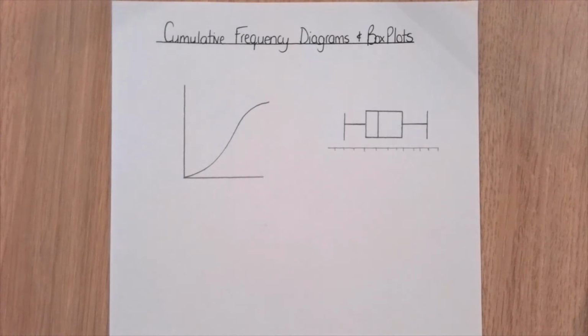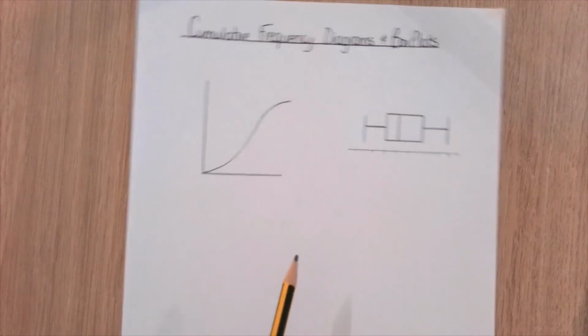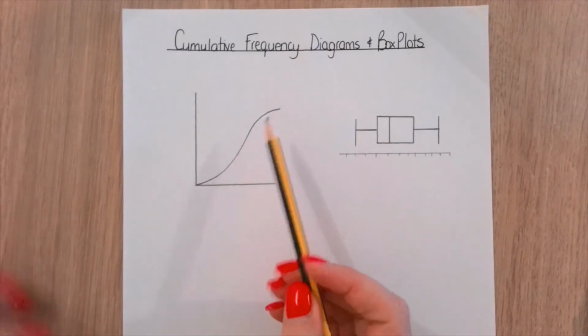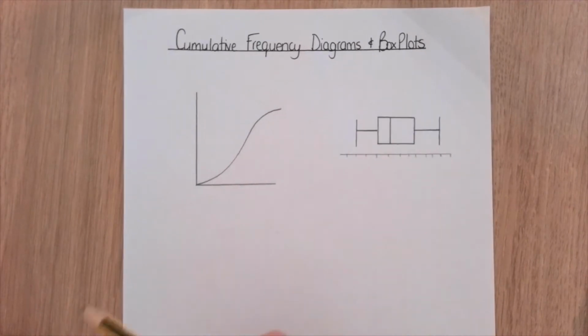Hi guys, so today we are going to look at cumulative frequency diagrams and box plots. Now, both of these are ways of showing a set of data. Here is an example of a cumulative frequency diagram. It's a cumulative frequency graph. We plot it on axes and it's a graph.